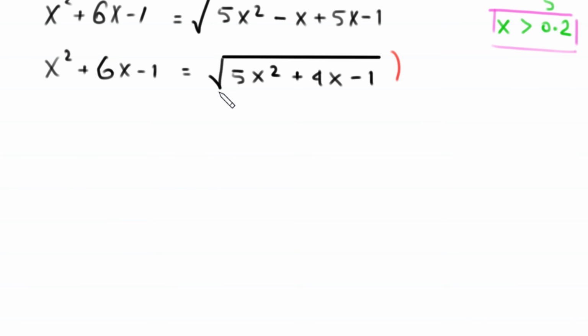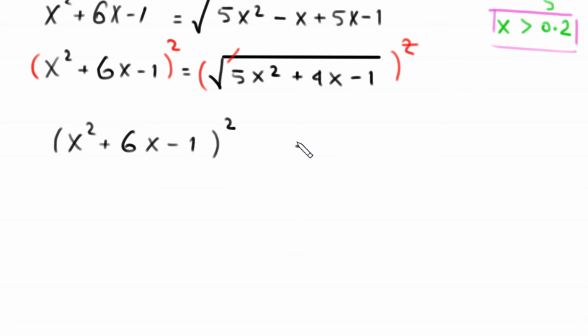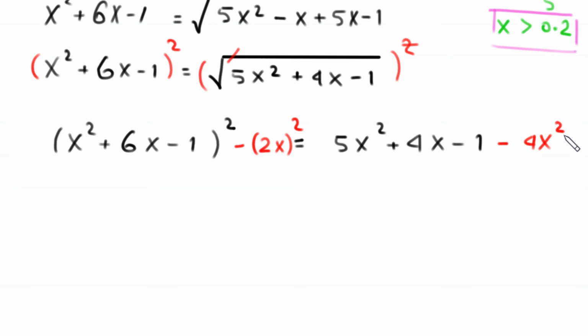Now we take the square of both sides. So this square will cancel with the square root, and we are left with (x squared plus 6x minus 1) whole squared equals 5x squared plus 4x minus 1. Now we subtract (2x) whole squared from both sides. (2x) whole squared is the same as 4x squared, and on the left hand side we have a difference of two squares.